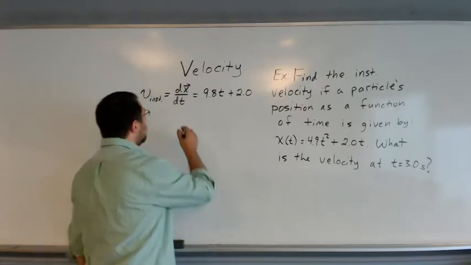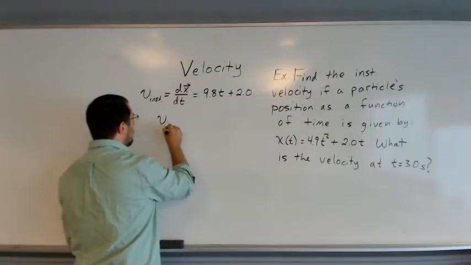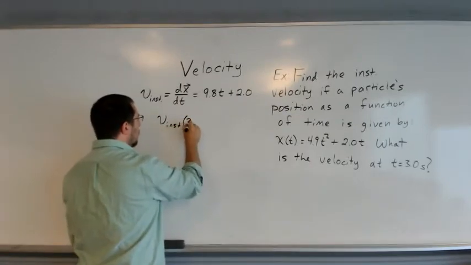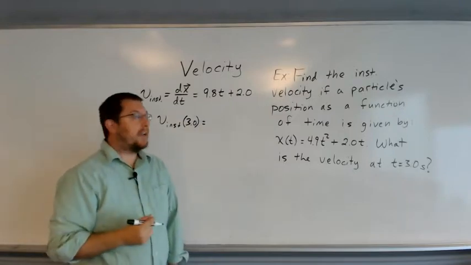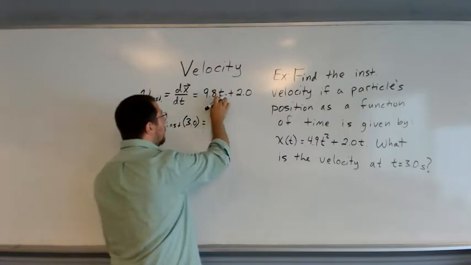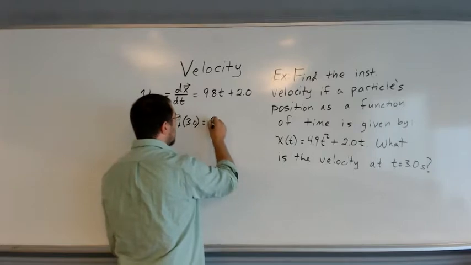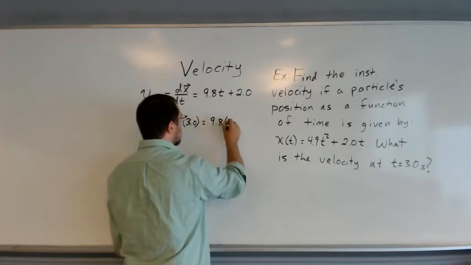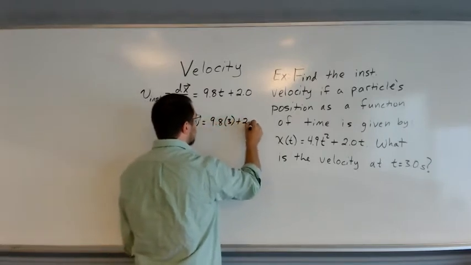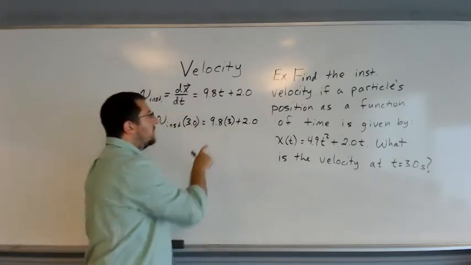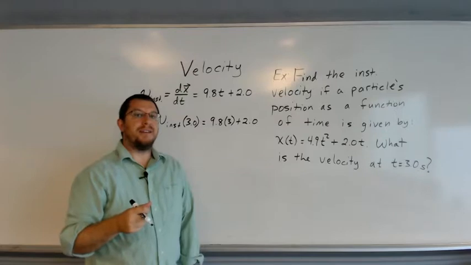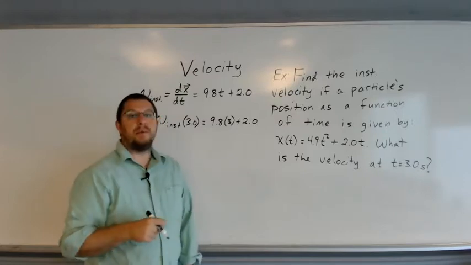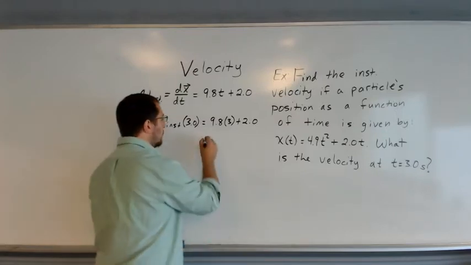And now, to find the instantaneous velocity at 3 seconds, we just plug 3 into this equation. So 9.8 times 3, 9.8 times 2 is 19.6, so this is going to be 29.4.